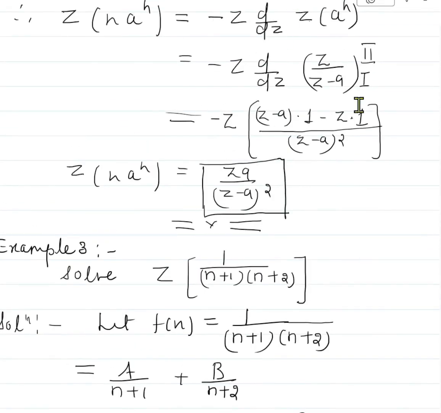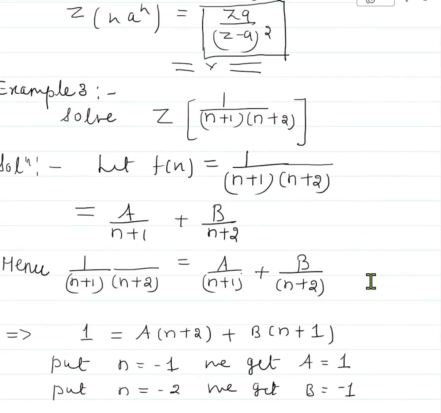Now the next type of questions we'll see. Next type of question: suppose you are finding the z transform of a function which will use the partial fraction concept, because if you are finding the z transform of 1 upon n plus 1 into 1 upon n plus 2, there is no formula of the z transform directly. So what we can do, we can just write this as f of n. What is f of n? 1 upon n plus 1 n plus 2.